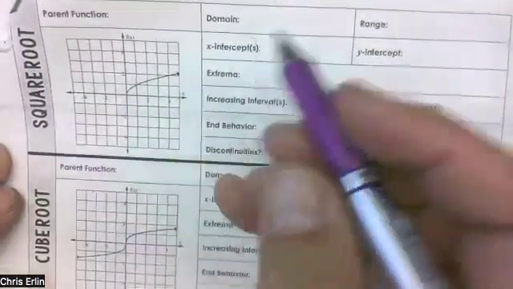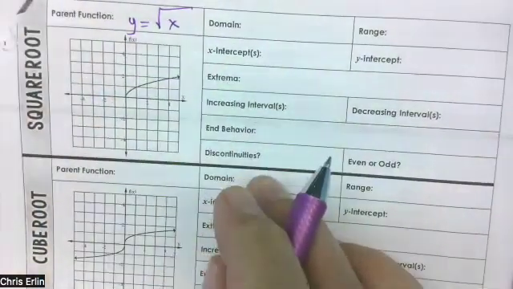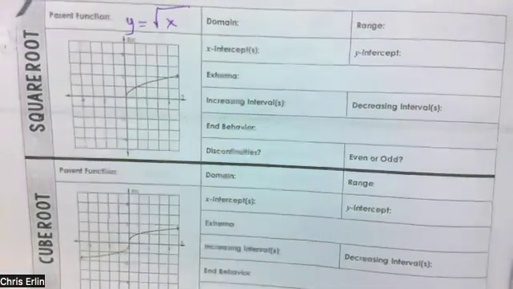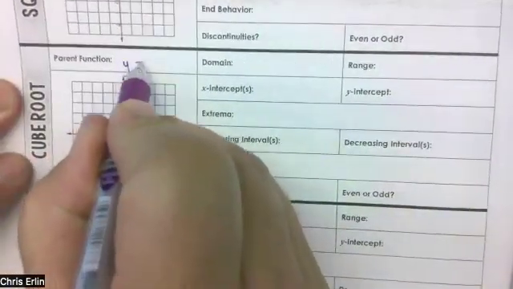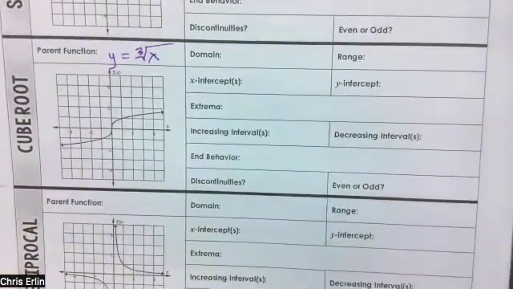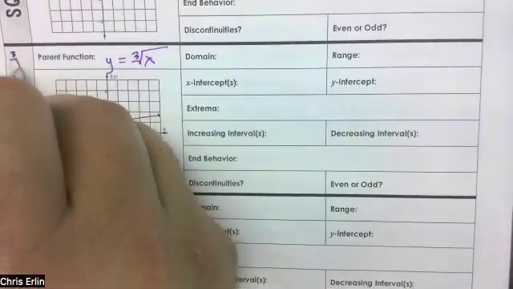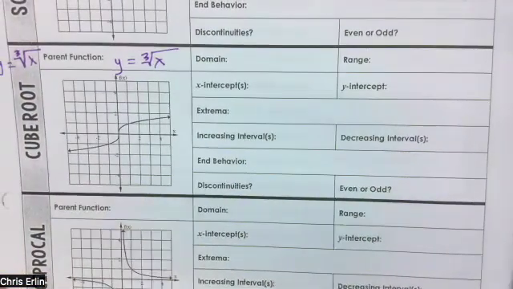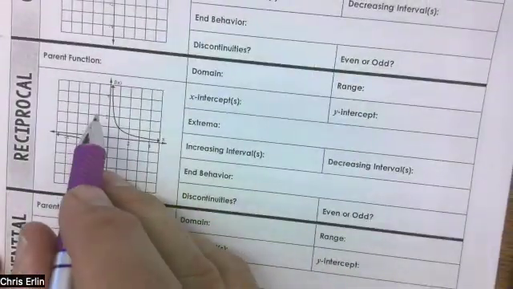What's the parent function for a square root? y equals square root of x. What about the cube root? Cube root of x. It doesn't look so great, but that's supposed to be a little 3 up above the square root symbol. What about the reciprocal function? Good.